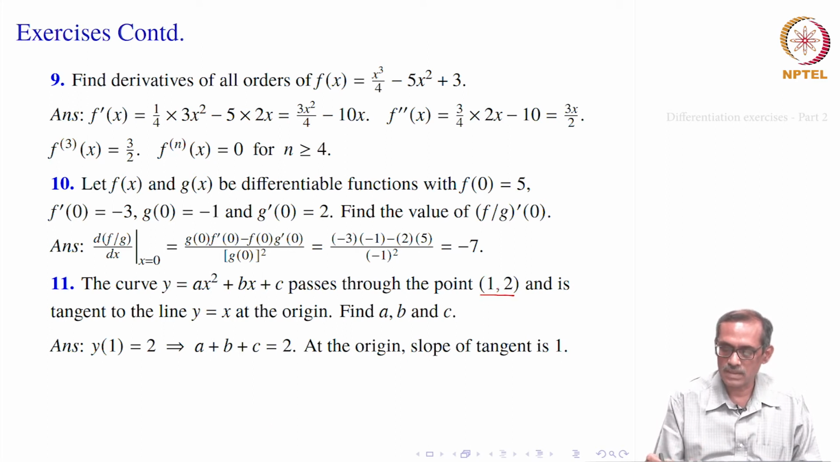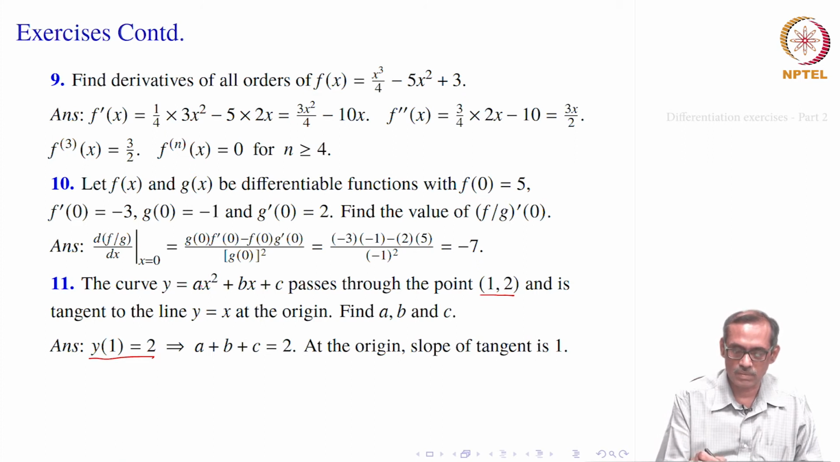So, y will be 2 when x equal to 1, that is y of 1 equal to 2. So, once we substitute y of 1 equal to 2, left side gives 2 and the right side gives a plus b plus c. So, a plus b plus c must be equal to 2.